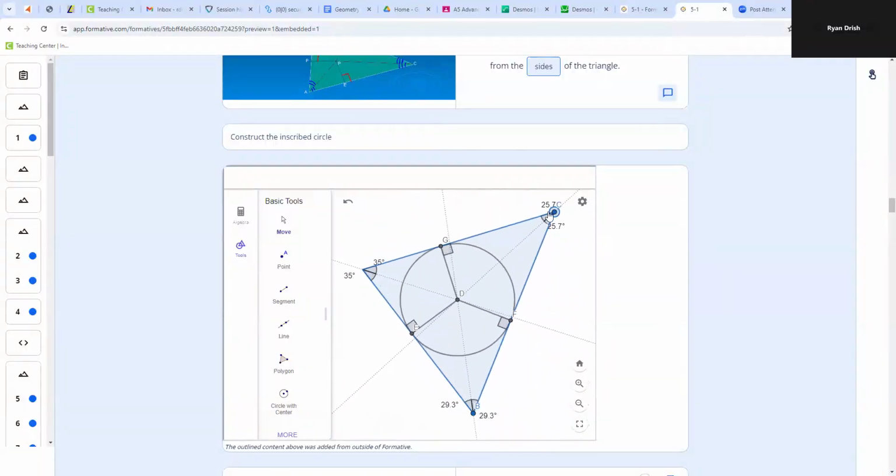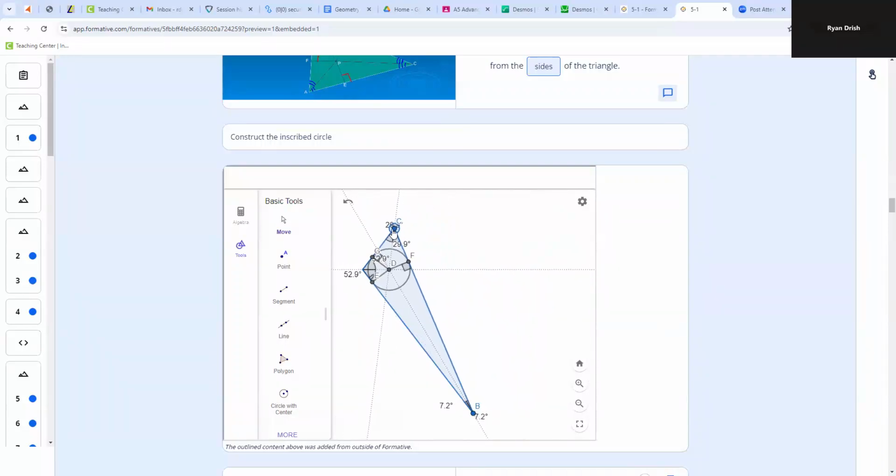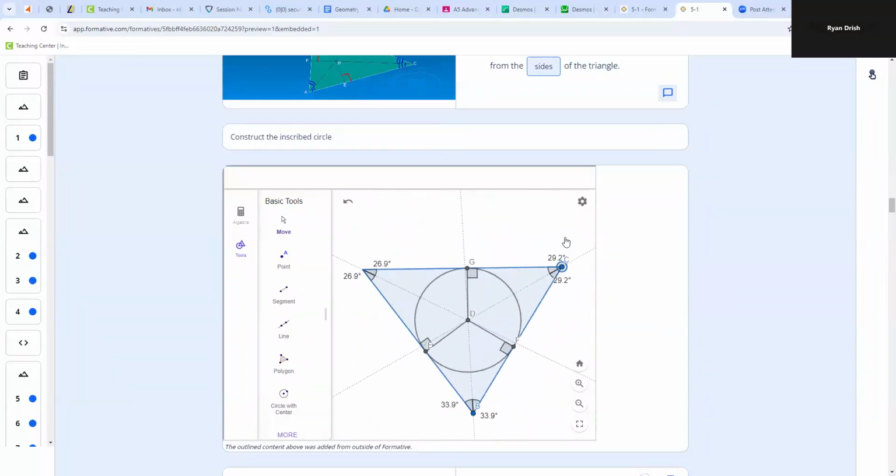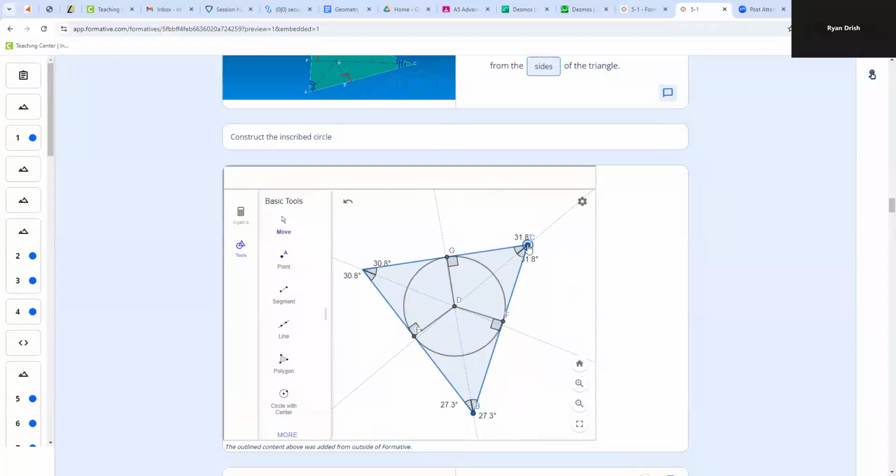That point is always equally far away from every side, no matter what type of triangle you make, no matter how big, no matter how small. We call this the incenter. It is the center of the inscribed circle, and it is equally far away from every side.